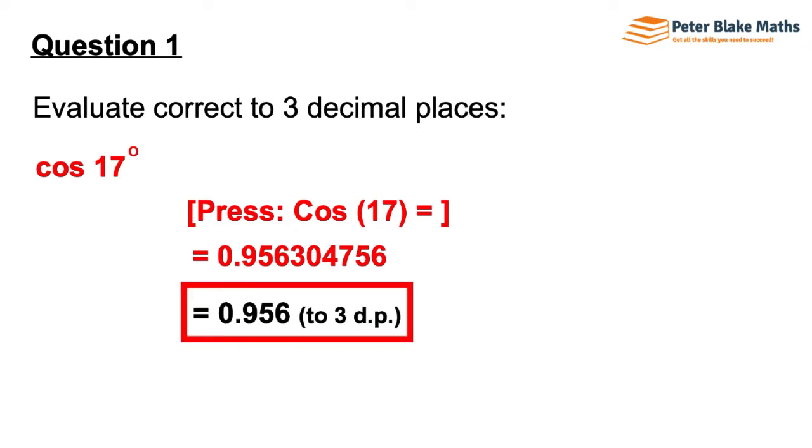We'll chop it after the 6 and check whether the 3 is 5 or more. It's not, so we don't have to raise the score at all. So 0.956 is cos 17 degrees to 3 decimal places.